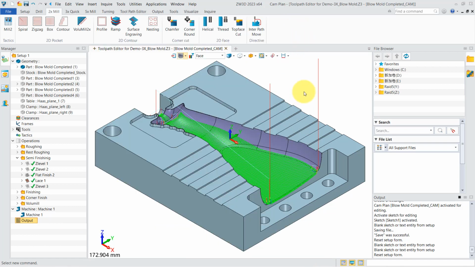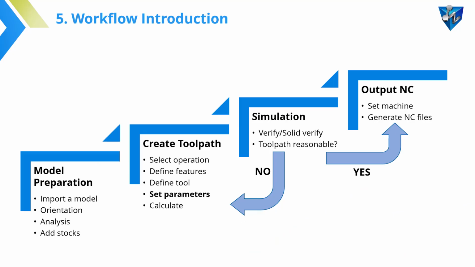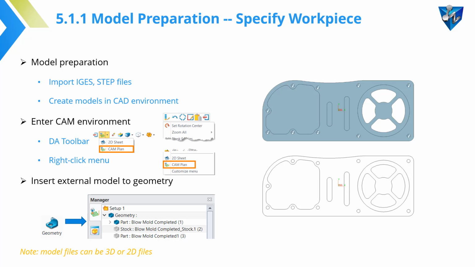So next, I would like to introduce you about the CAM workflow. Okay, the workflow for the CAM includes 4 steps. First, we need to prepare the model, and then we create the toolpath. In the 3rd step, we will simulate whether the toolpath is reasonable or not. So if not, we need to go back to the previous step to modify the parameters. And if yes, then we will define the machine and output the ANSI code. For the models, we can import third-party file formats like IGS, STEP files. And also we can create the models in the ZW3D CAD module directly.